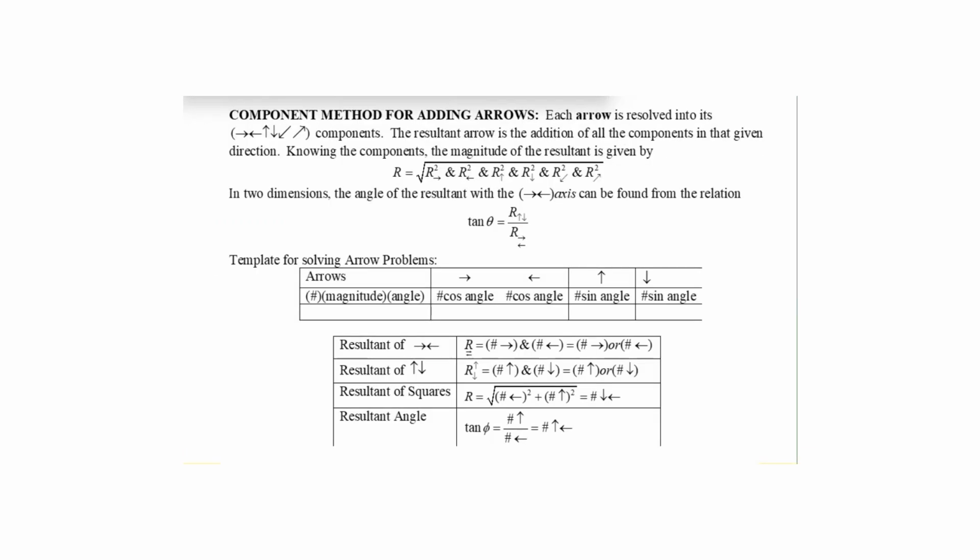The component method for adding arrows. Each arrow is resolved into its directional components, and the resultant arrow is the addition of all the components in that given direction. Knowing the components, the magnitude of the resultant is given by the square root of the addition of all the directions. And this is a template for solving arrow problems.